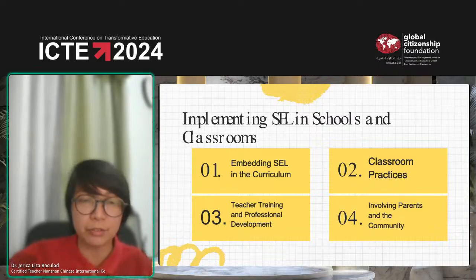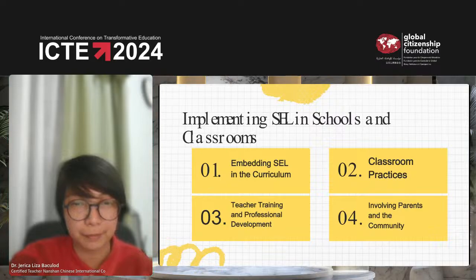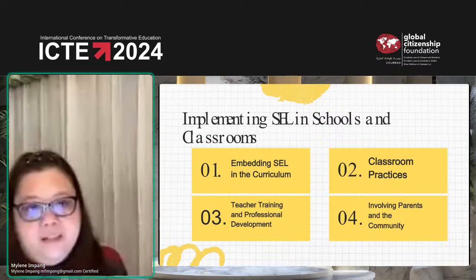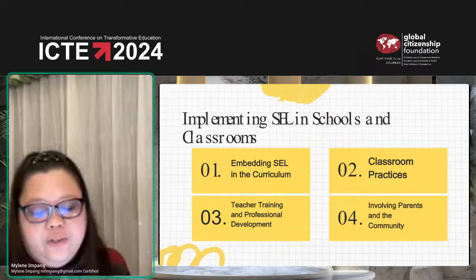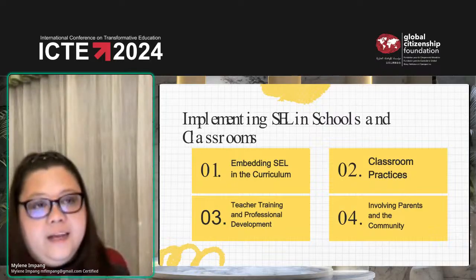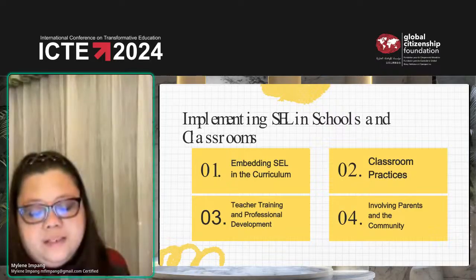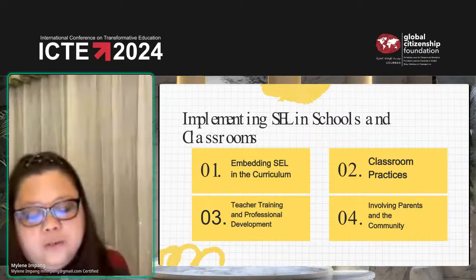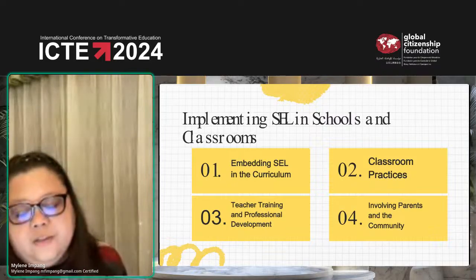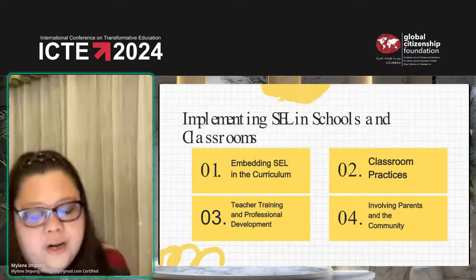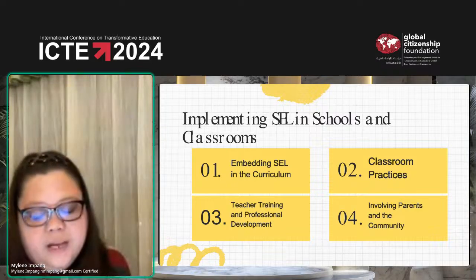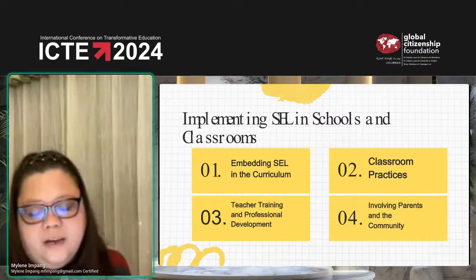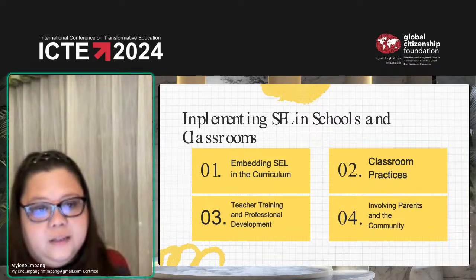All right, let's have classroom practices. Number two. Daily practices like morning meetings create a structured time for students to share feelings, set daily goals, and practice self awareness. Journaling helps students express their thoughts, and tools like mood meters let students visually share how they feel, which helps teachers better understand and support their emotional state.